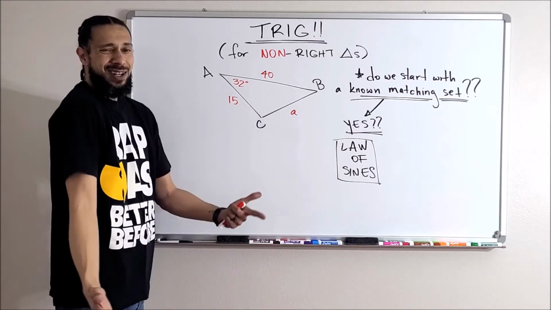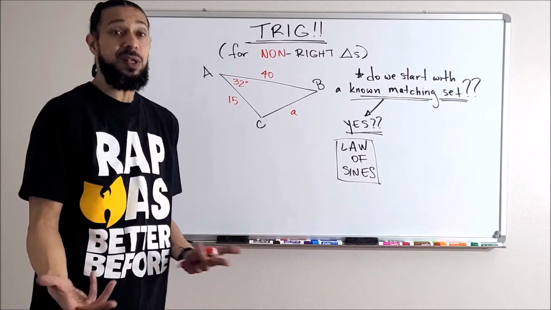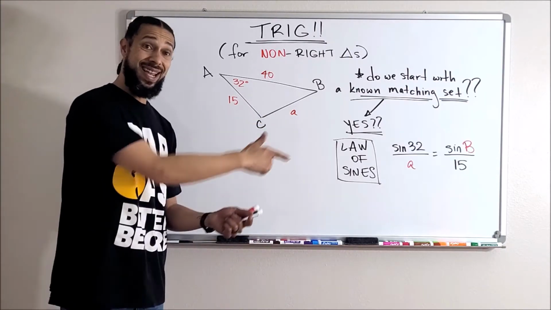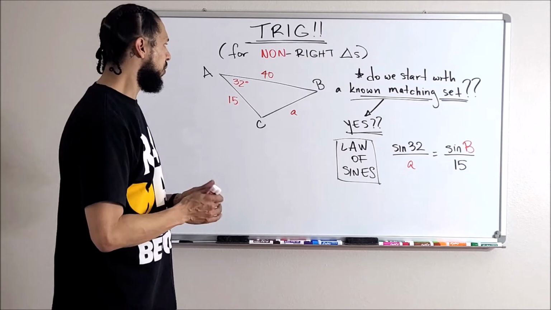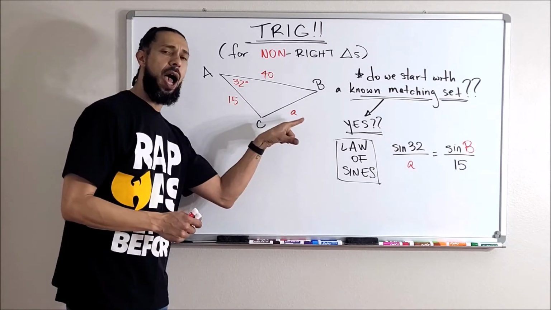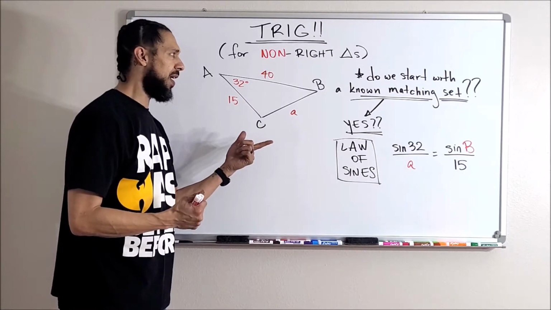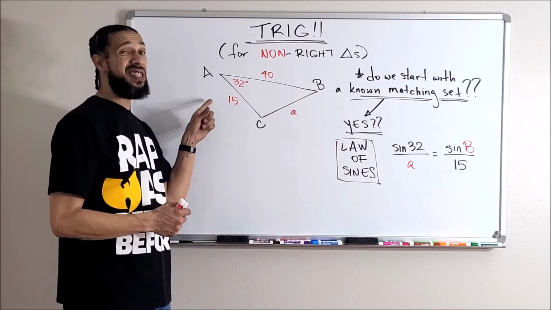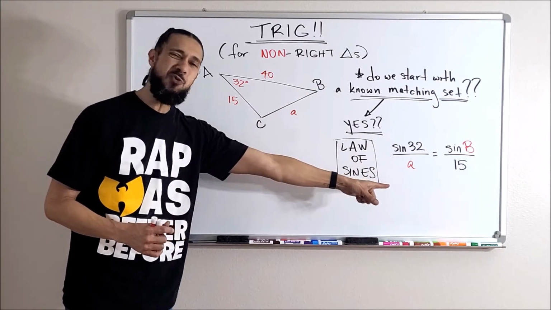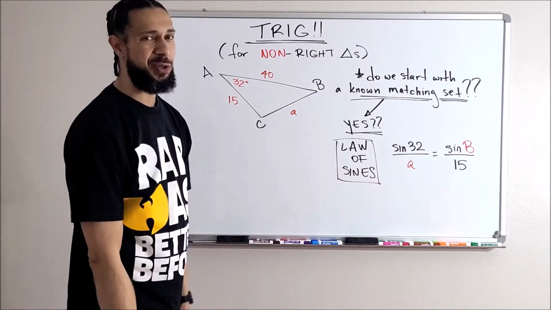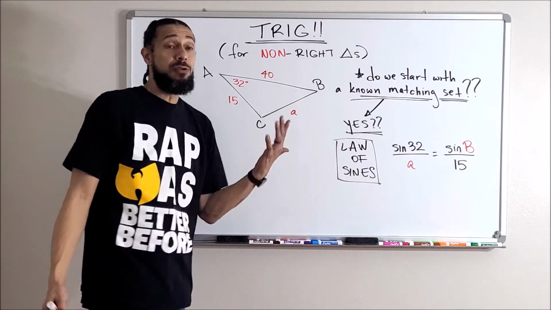What if I tried to do the law of sines with this? Well, it would look something like this. So the sine of 32 goes over the side across from it, and then I don't know what b is, but I got a 15. I got two unknowns. I can't solve one equation with two unknowns. So I can't use the law of sines here.